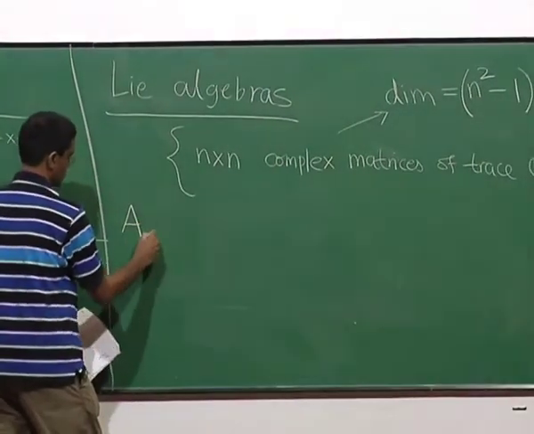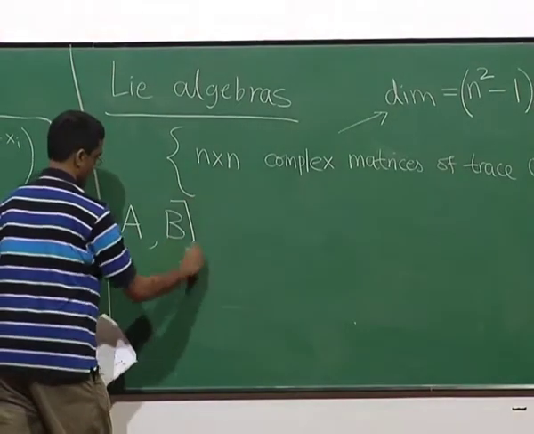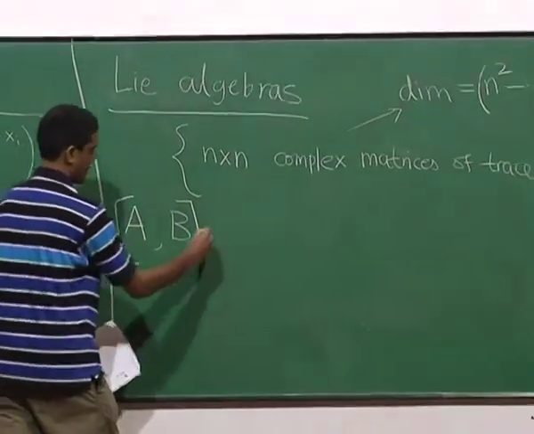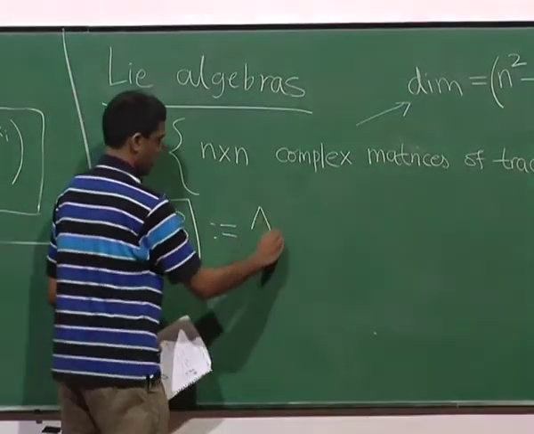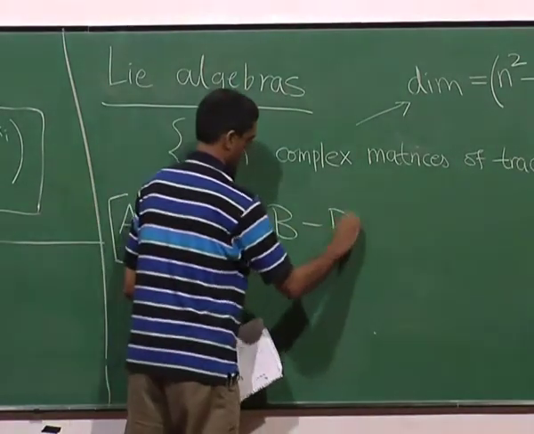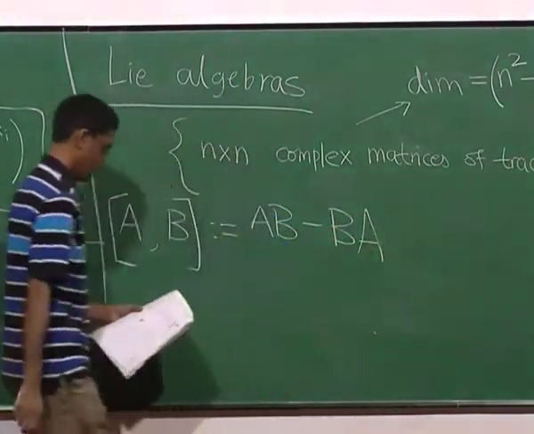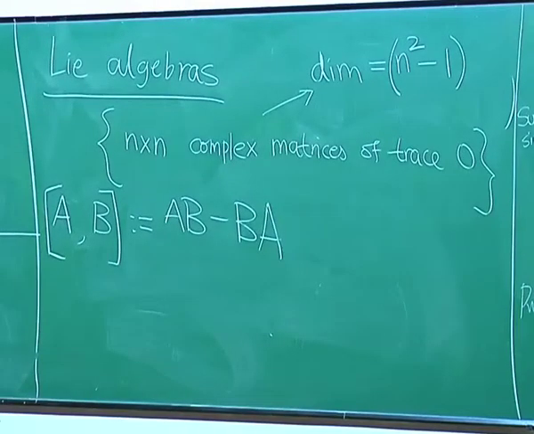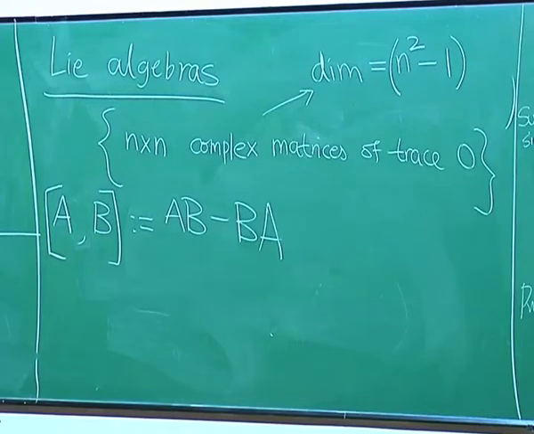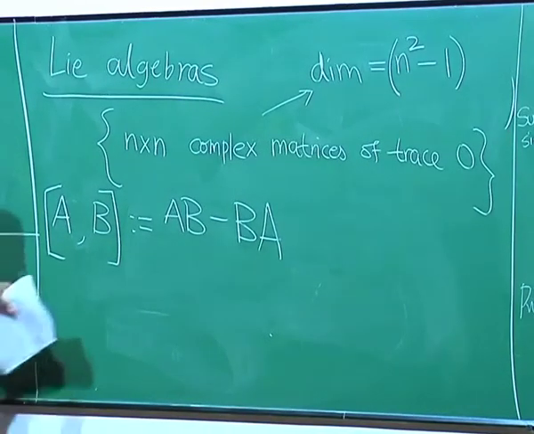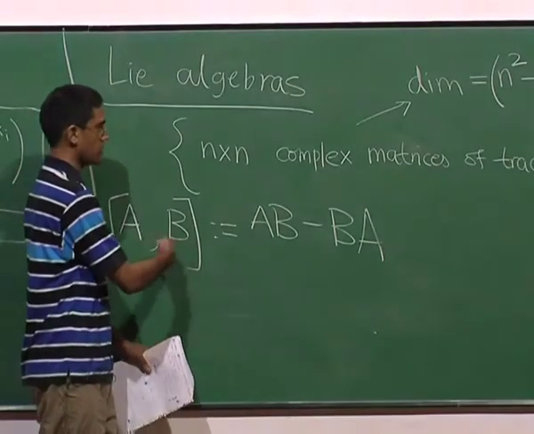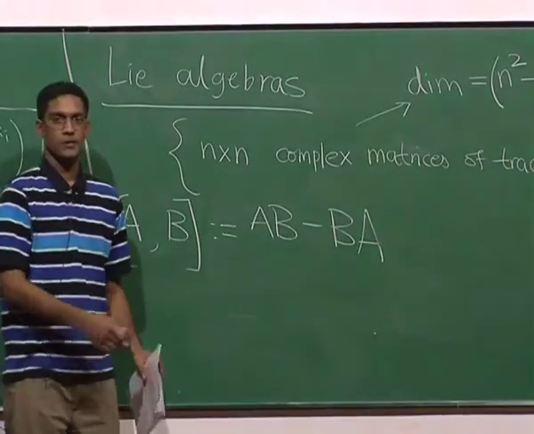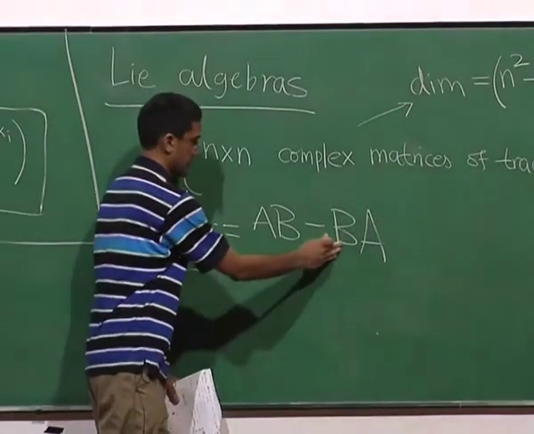Suppose you take two matrices A and B. One defines the bracket of A, B to be AB minus BA. Okay, so that's the operation, that's how you multiply two matrices in some sense. I mean the bracket operation. And so first thing to observe, of course, if A and B are n cross n matrices, the result is an n cross n matrix. But more than that, it's actually trace 0.